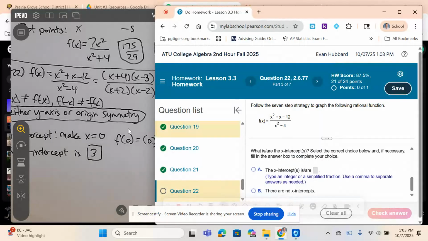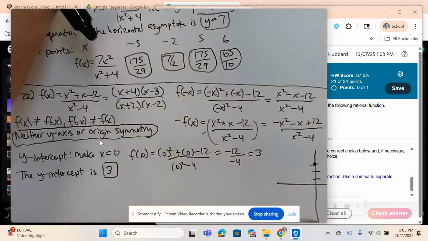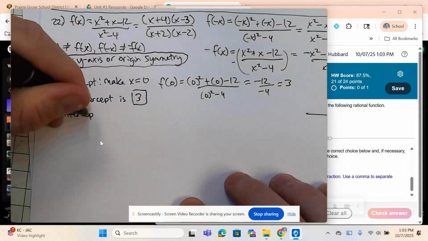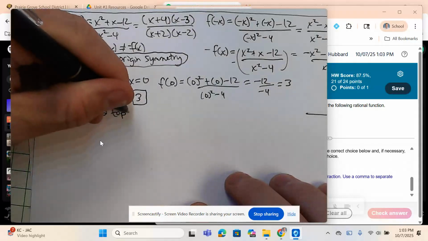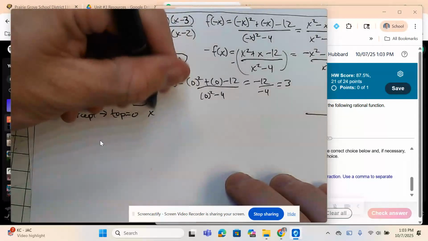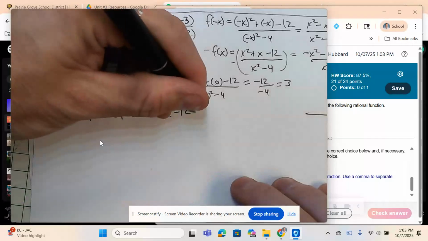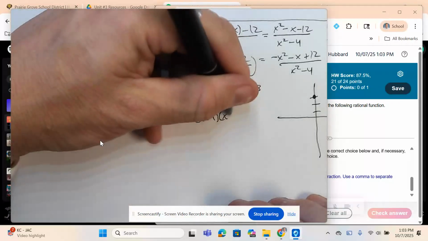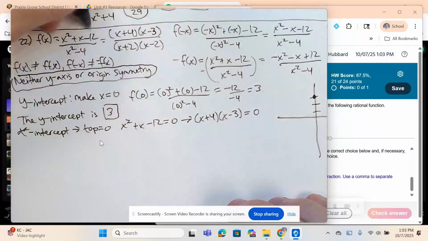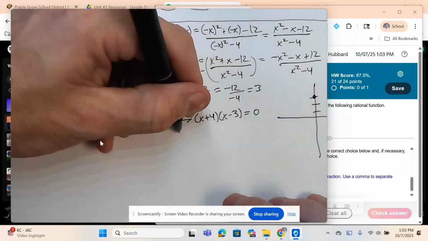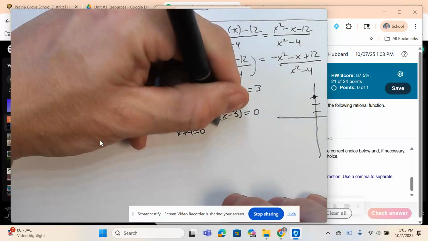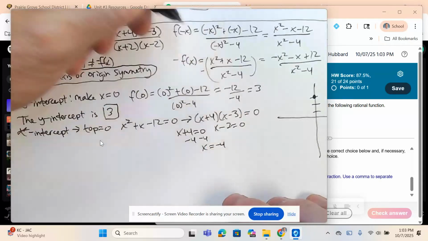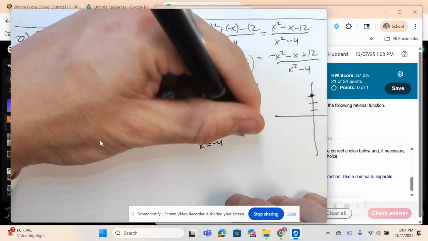The x-intercept, so you make the top equal 0. And this is where the factoring came in. So x squared plus x minus 12 equals 0, which in factored form is x plus 4, x minus 3. You're going to set each of those equal to 0. X plus 4 equals 0, x minus 3 equals 0. Subtract 4, x equals negative 4. Add 3, x equals 3.